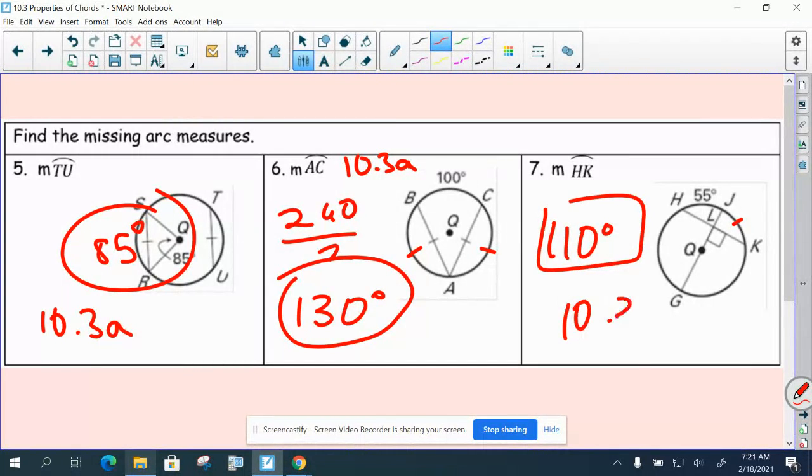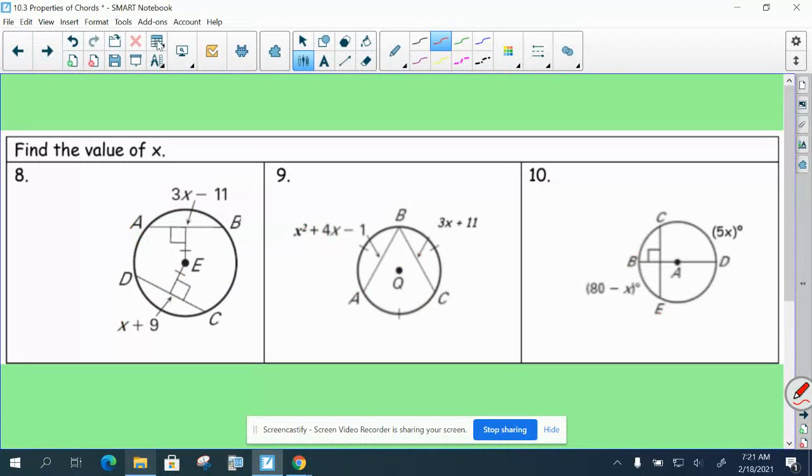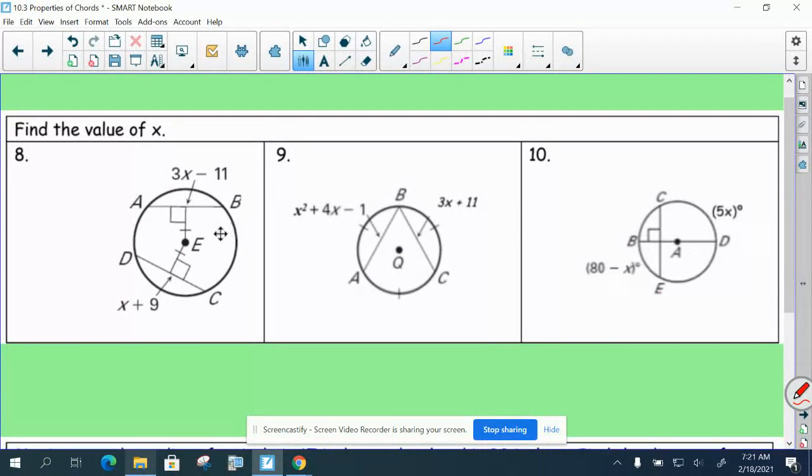And this one is going to be 10.3c. Okay, find the value of x. So this one looks like 10.3d, because it's showing two chords that are equidistant and perpendicular to the center point. So that means they're going to be the same. So to set up an equation, we would just set these two equal to each other.